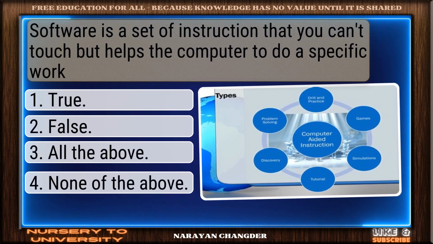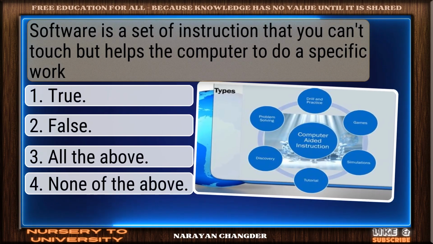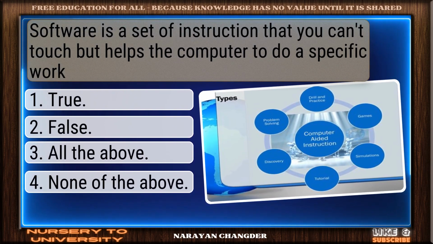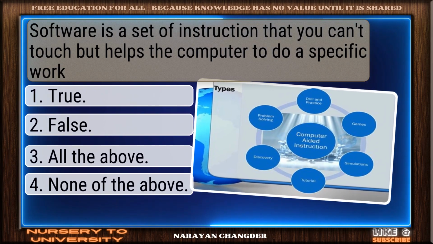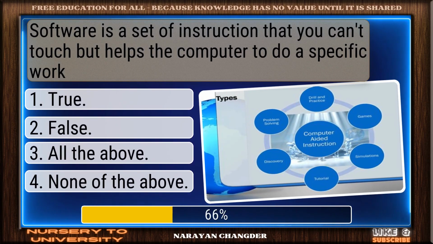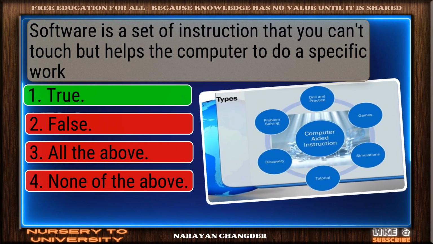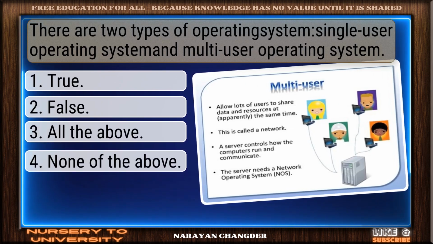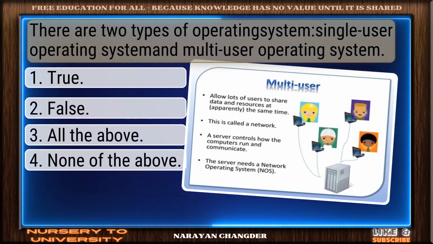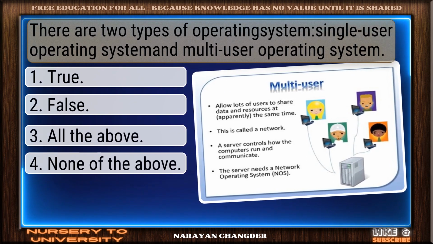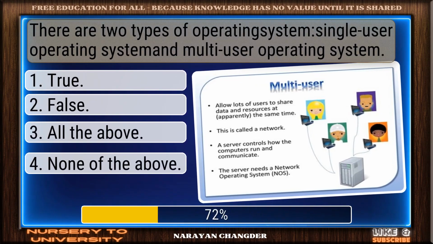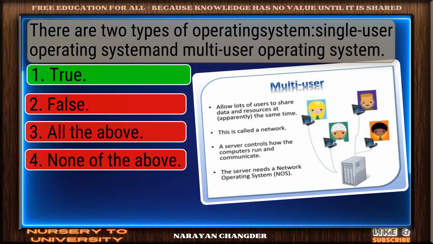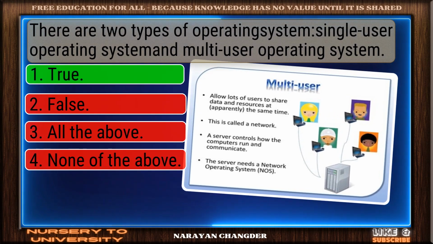Software is a set of instructions that you can't touch but helps the computer to do a specific work. Strong choice. True is the right answer. There are two types of operating system: single-user operating system and multi-user operating system. Excellent. True is a brilliant choice.